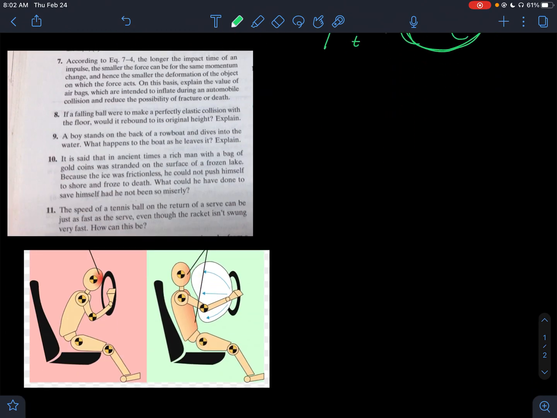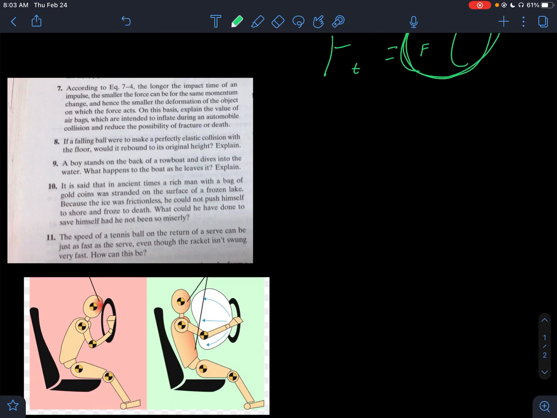So in this picture, you can see that on the left, with no airbag, the driver's head hits the steering wheel, and there's a very short time in which the head is slowed down. Whereas in the right picture, that's green is good, you have a lot more time to slow down or apply that force to the driver's head. So that's all 7 was really looking at.